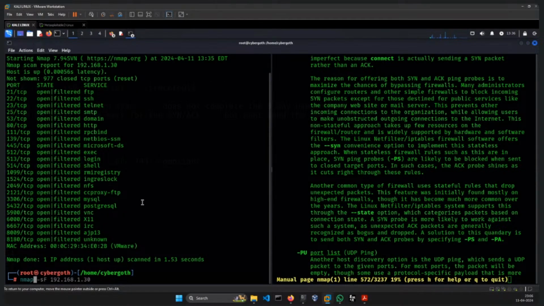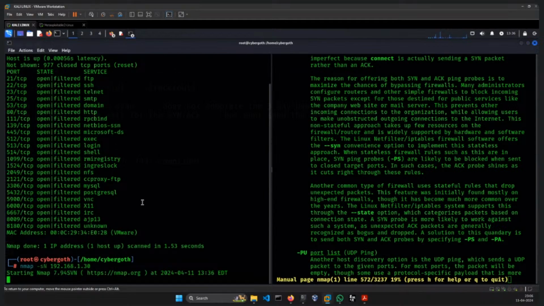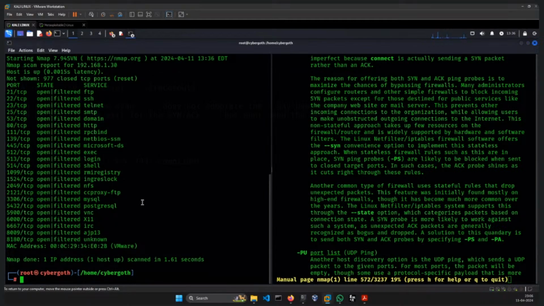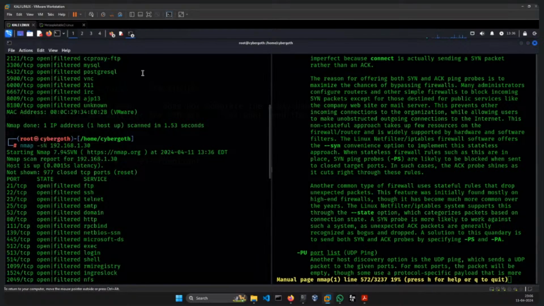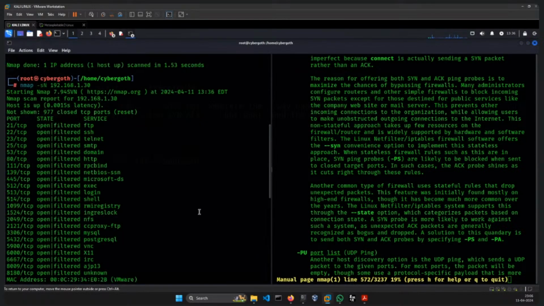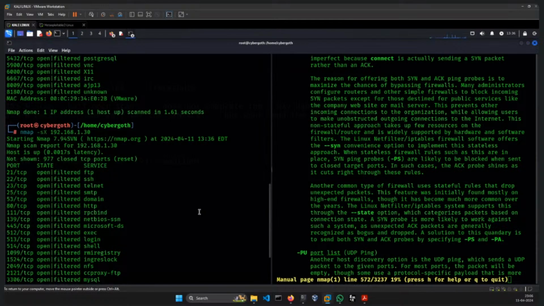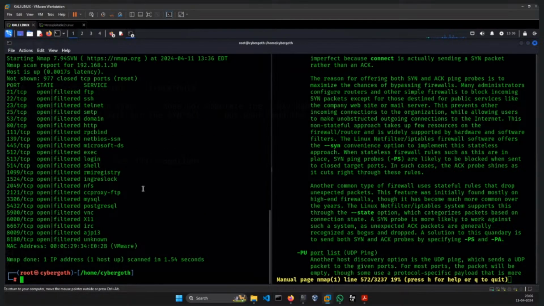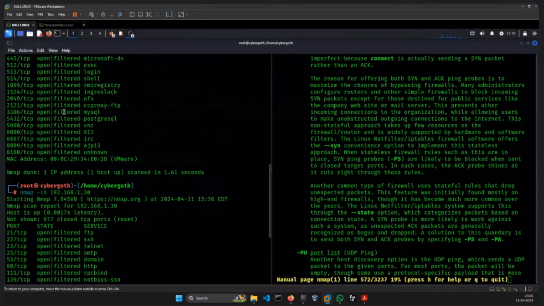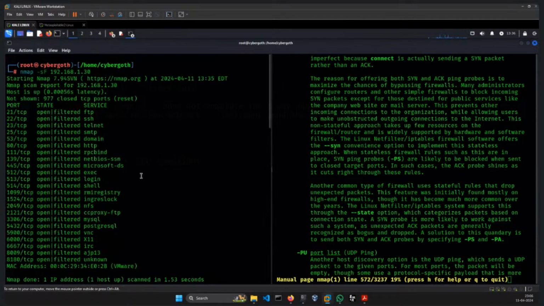If you do nmap minus sN, capital N, this will also give the same result. And if you use minus sX, this will also give the same result, because this Metasploitable machine is our intentionally vulnerable machine, right? So when you are scanning, if you see any of these three scans working properly, then that machine would probably be vulnerable.